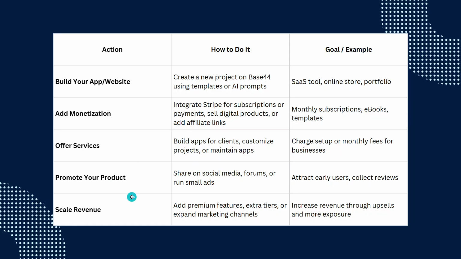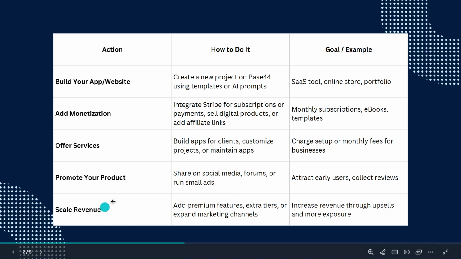Once your product or service is ready, promotion becomes key. Share your app or website link across social media platforms such as LinkedIn, Instagram, and TikTok. Getting involved in relevant forums and groups like Reddit and Discord can also be beneficial. To gain an initial user base, consider running small ads on Google or Meta. Gathering testimonials and reviews at this stage will help build your credibility and attract more users.